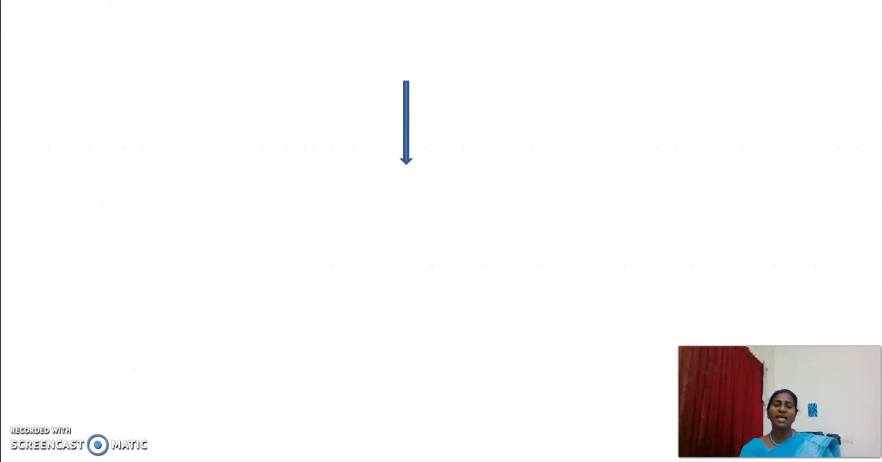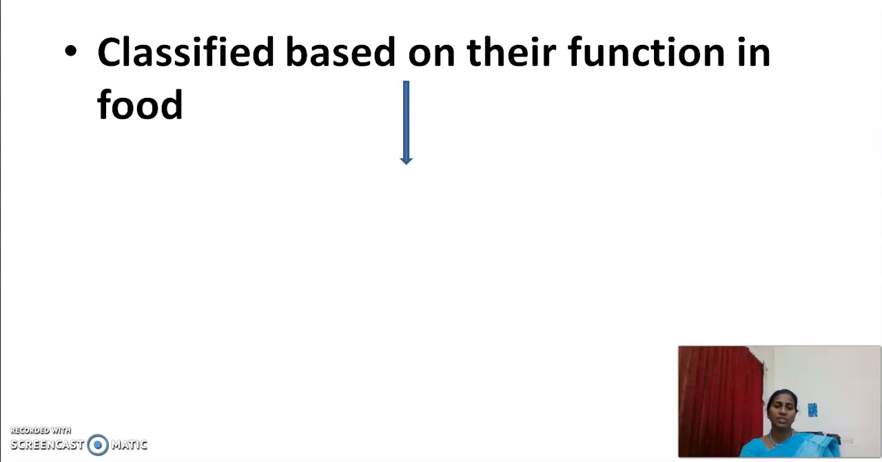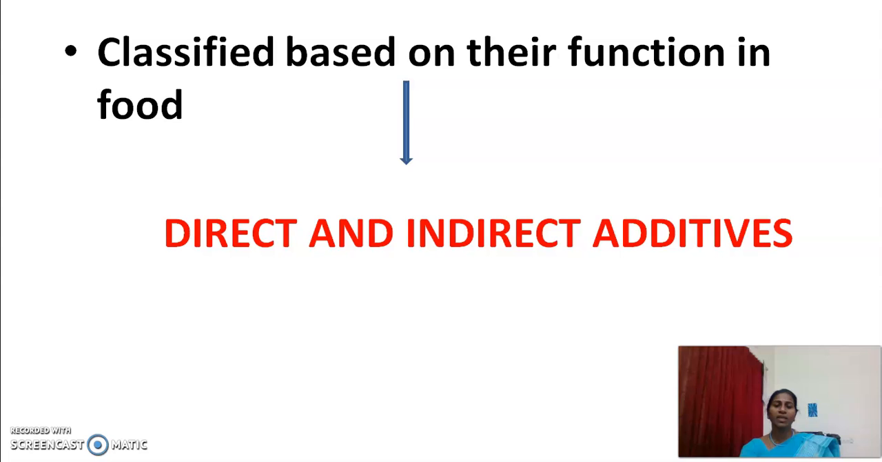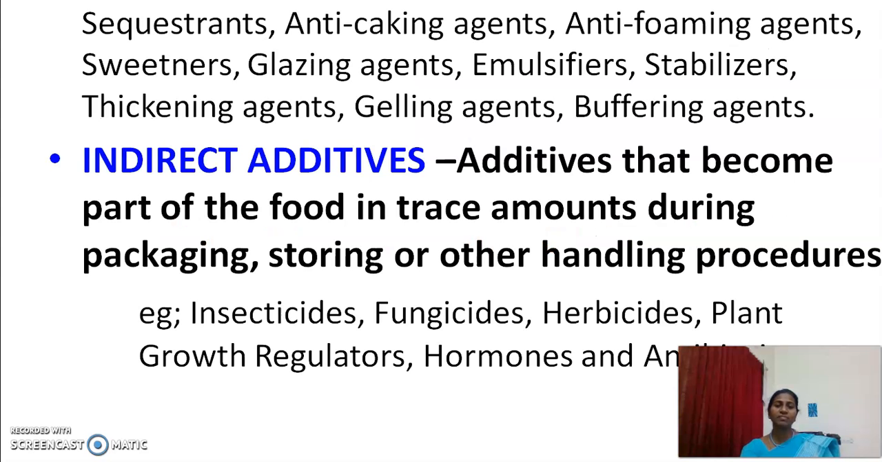Let us now understand the classification of food additives. The food additives are classified into two types, based on their functions in food. It is classified as direct and indirect additives. What are direct and indirect additives? The direct additives are additives added for a specific purpose.